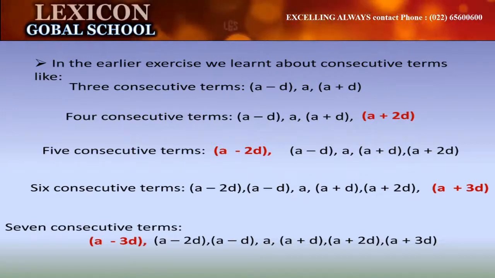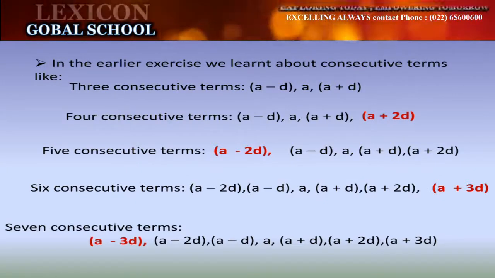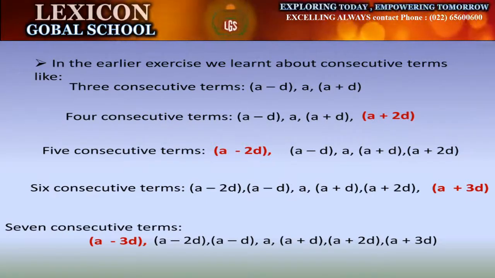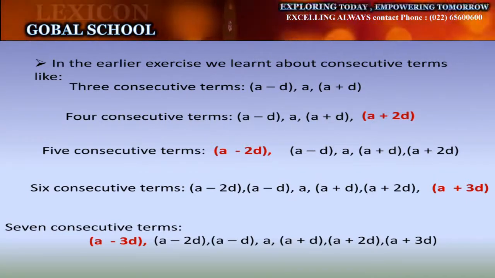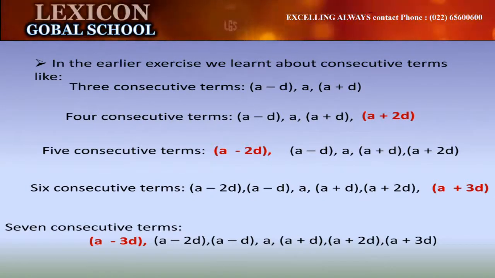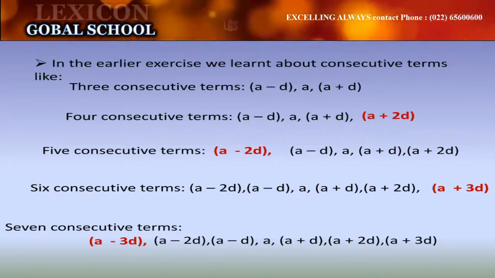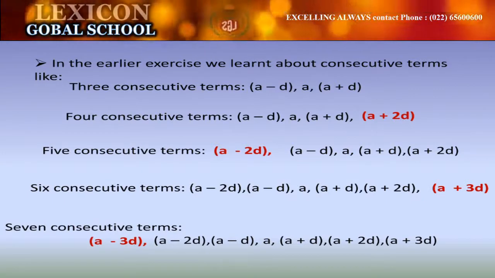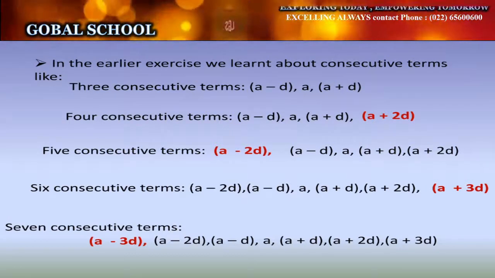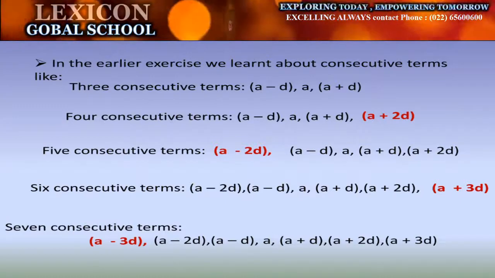So when you count, you would get 3 consecutive terms, 4 consecutive terms, 5 consecutive terms. But this is the trick: go on adding and go on subtracting. When you add, in the next consecutive term, you'll have to subtract the same term, and the difference would be growing. Like for 4, it was 2d. For 5, it was a minus 2d. For 6, it became a plus 3d. And for 7, it became a minus 3d. So for 8, what will happen? A plus 4d. For 9, what will happen? A minus 4d. And so on.